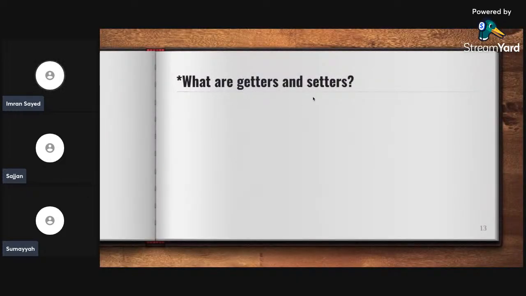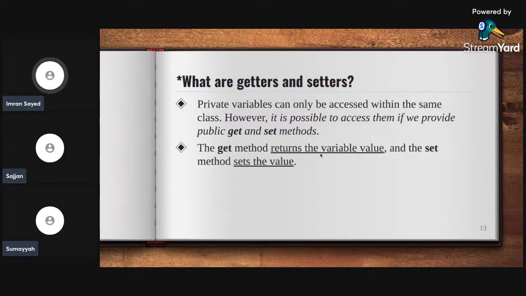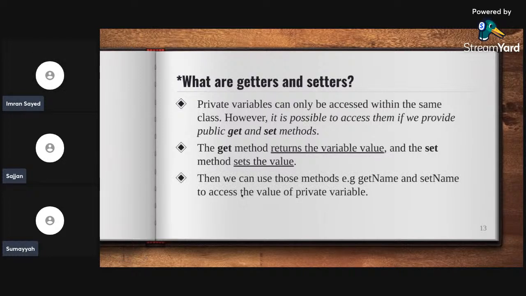Again, this is a question in the assignment. Private variables can only be accessed within the same class. However, it is possible to access them if we provide public get and set methods, like just a repetition of what I just said. The get method returns the variable value and set method sets the value. Then we can use those methods, example get name and set name, to access the value of private variable from outside the class. By whom? By the child classes.